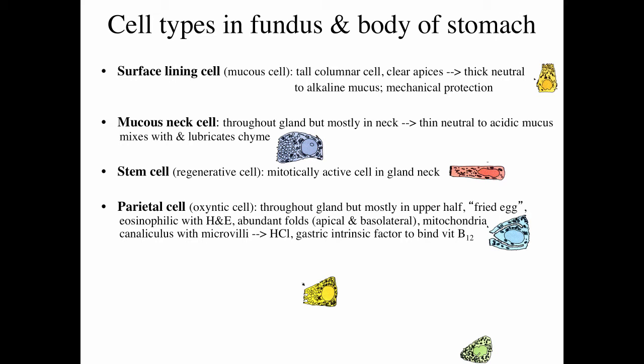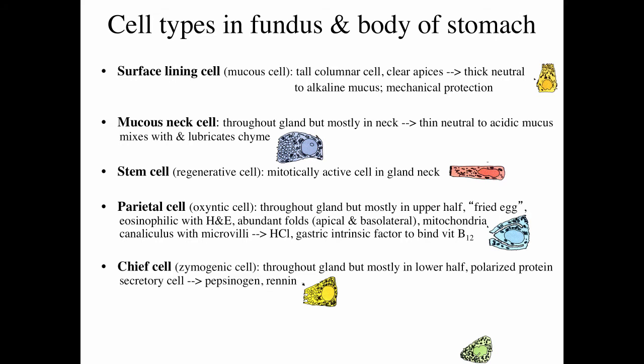These cells have abundant mitochondria. They have canaliculi with microvilli to increase surface area. These cells are the cells that secrete HCl. They also secrete gastric intrinsic factor, which functions to bind vitamin B12.